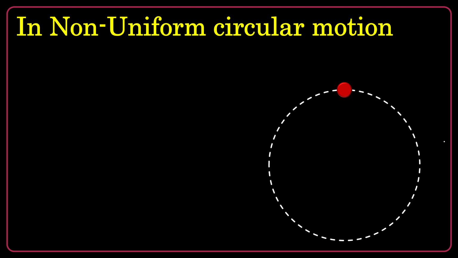Non-uniform circular motion means that speed is changing. Let's say it's moving at a speed of 10 meters per second, and in the next second it goes to 12 meters per second. So it's speeding up, or it can also slow down. Anyway, the speed is not constant, so there is no guarantee for theta to be the same in the upcoming same time interval.